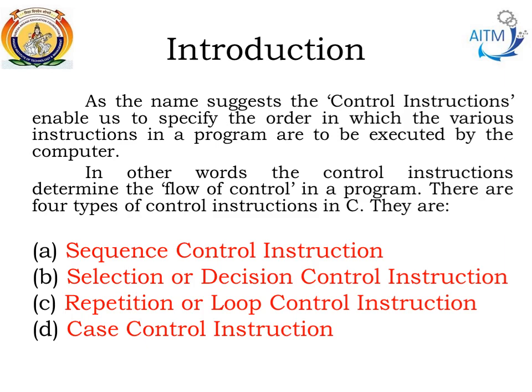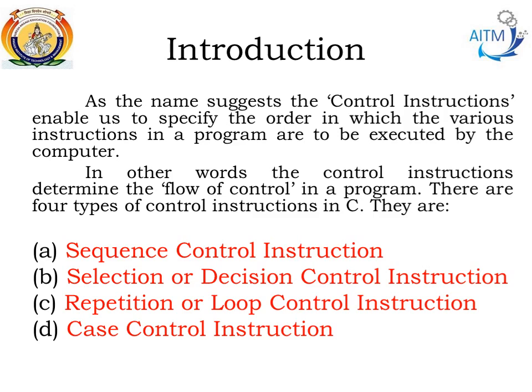In the introduction part, we are going to discuss control instructions. As the name suggests, the control instructions enable us to specify the order in which the various instructions in a program are to be executed by the computer. In other words, the control instructions determine the flow of control in a program. By the flow of control in a program, I mean the way the instructions written in a program will be executed.